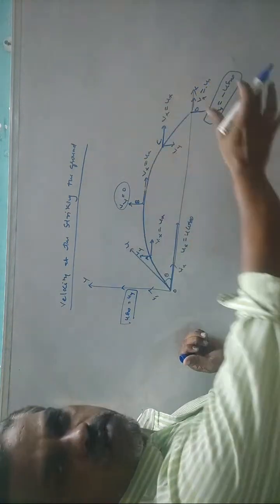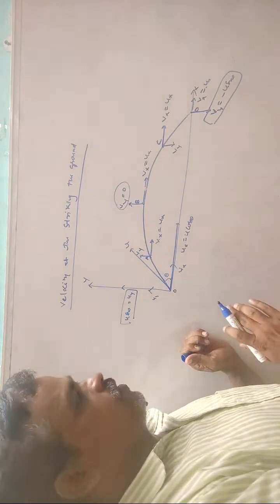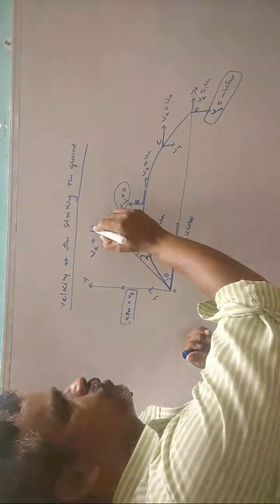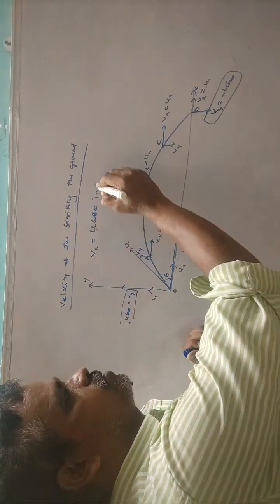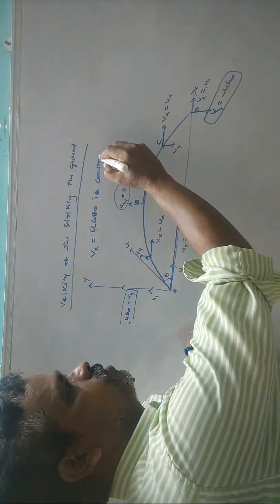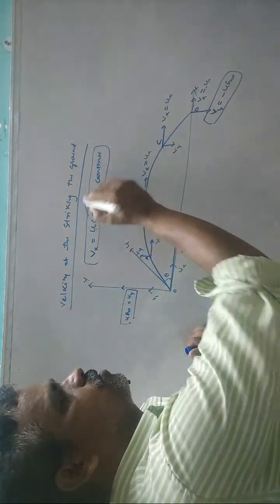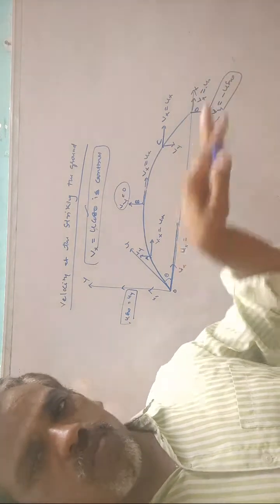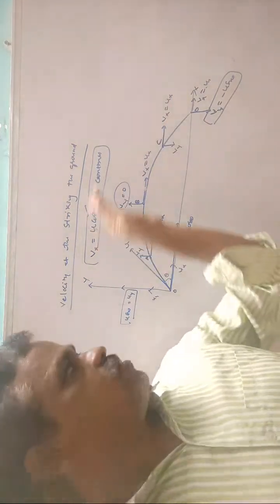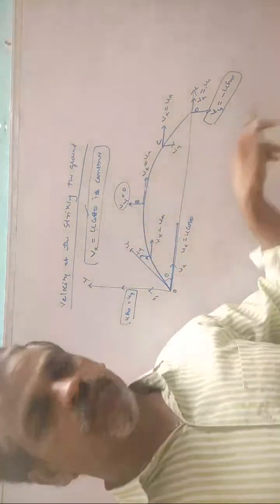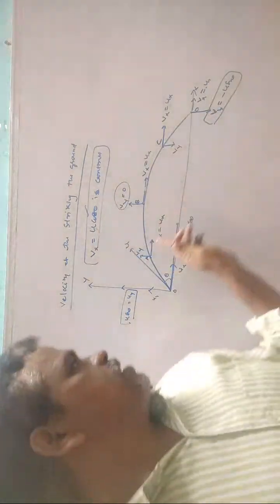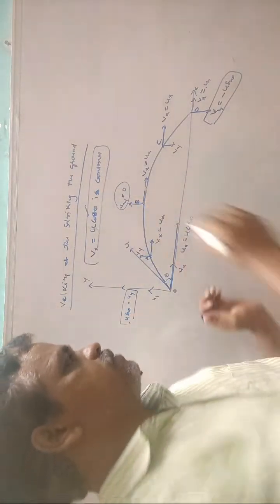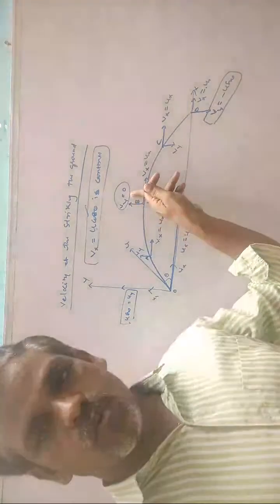Throughout the journey, the horizontal component of velocity, equal to u cos theta, is constant. So the horizontal component of velocity in an obliquely projected body, ux equal to u cos theta, is always constant. The vertical component of velocity is what varies. Initially, the vertical component is equal to u sin theta. At maximum height, the vertical component goes to 0.